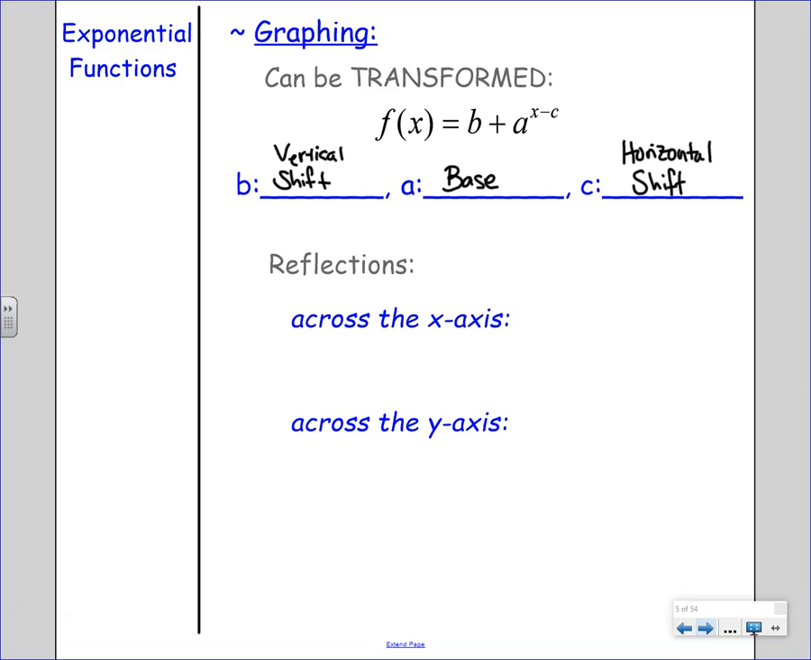Then we just need to remember, if we need to go across the x-axis, flip what's up to go down, what's down to go up. That's going to be a vertical flip, and we'll talk tomorrow about how that will look as a transformation. And then across the y-axis, what's right is left and what's left is right. That's going to be a horizontal flip.